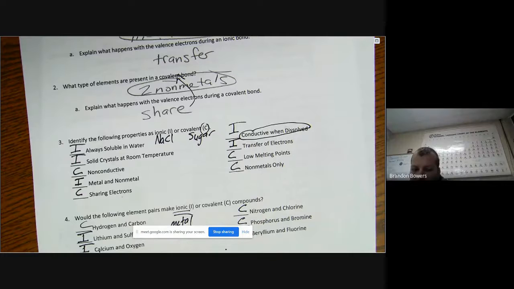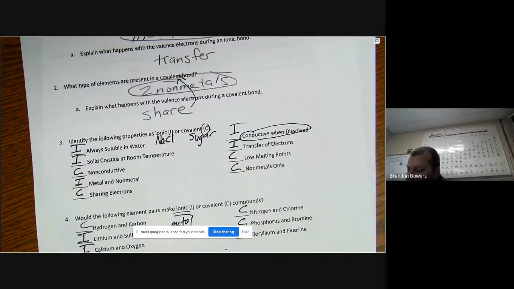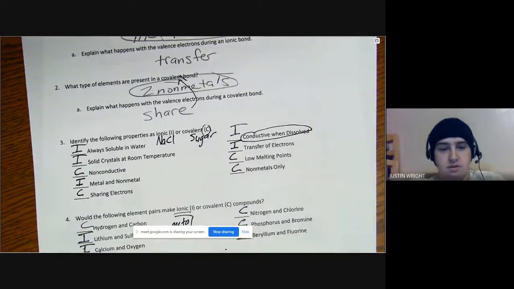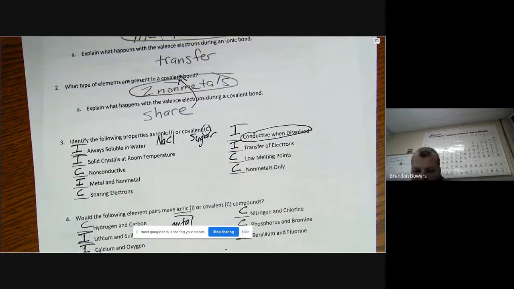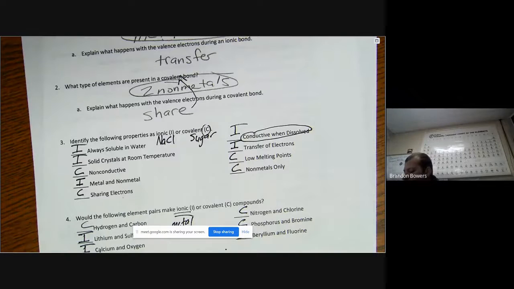Is mine out of order? Oh, never mind. I'm dumb. So your sharing electrons is in the first column, not the second one. Oh. It's in the second column on ours, so I was confused for a second. Oh, I must have printed off funny. Never mind. All right, cool.